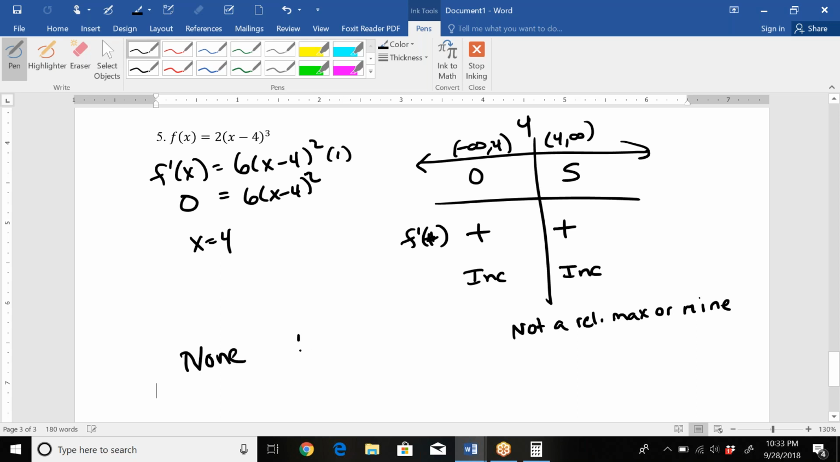So sometimes on WebAssign, they're going to have you write does not exist for both of those, because it'll have a blank for the max and a blank for the min.